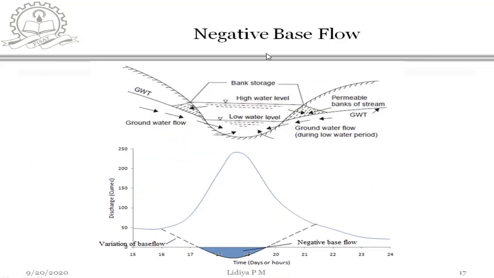Next, we will discuss negative base flow. That is, when the water level in the stream is low before the occurrence of flood, there is a flow of water from groundwater to the stream. But when the water level in the stream rises due to flood, there is a flow in the opposite direction, that is from the stream to the groundwater. Such flow is called negative base flow, and this dotted line represents the variation in the base flow, and the shaded area represents the negative base flow.